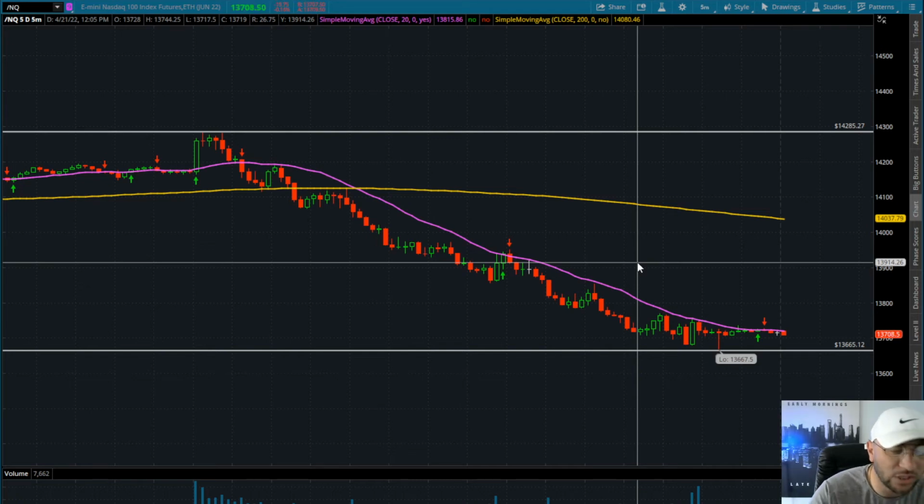$25 a handle is what you're going to get paid for these NQ contracts. Let's say you took this baby for a 90-point ride. That's $2,250. Let's say you took this for a 125-point handle move. That would have been $3,125.